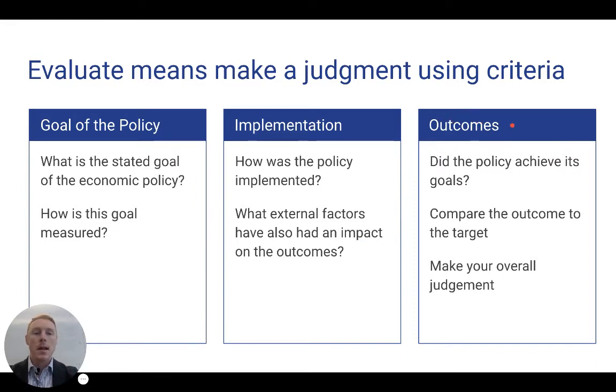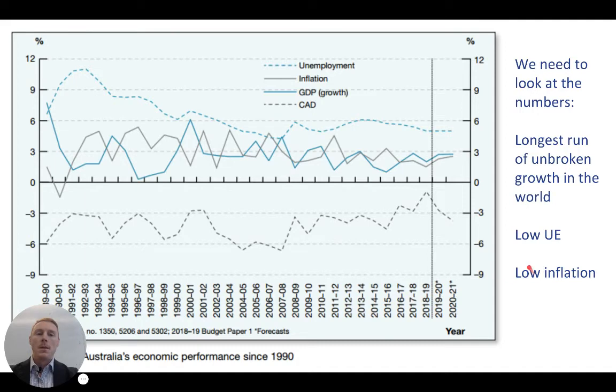Then lastly, outcomes. Did the policy achieve its goals? Compare the outcome to the target. How did they go? And then you make your overall judgment. Yes, they've been effective at achieving their goals, or no, they haven't been effective. So in order to make that judgment, these are some of the numbers that you might look at on the graph here, like unemployment, inflation, GDP growth, and the current account deficit.